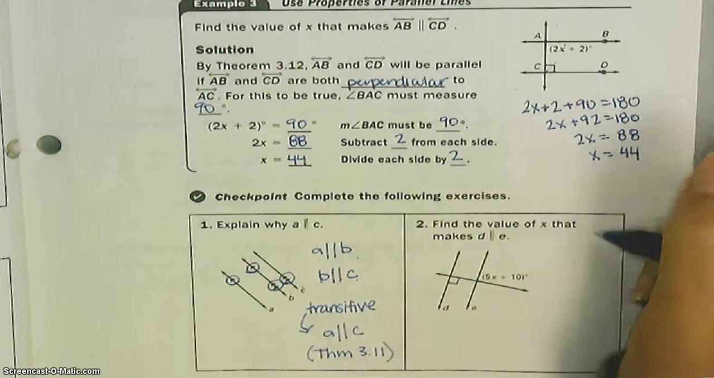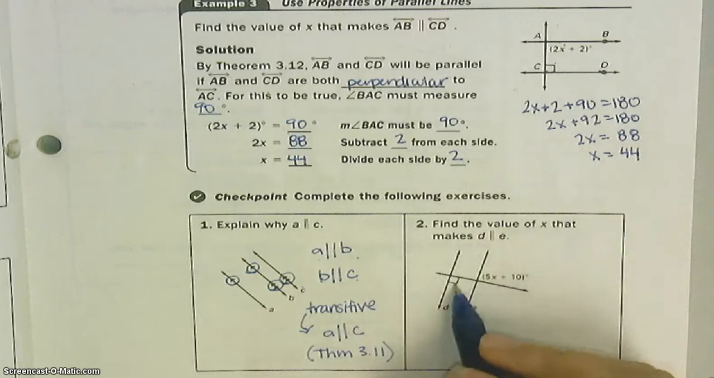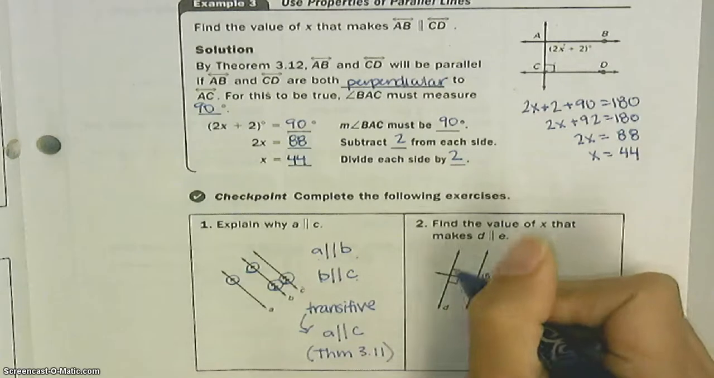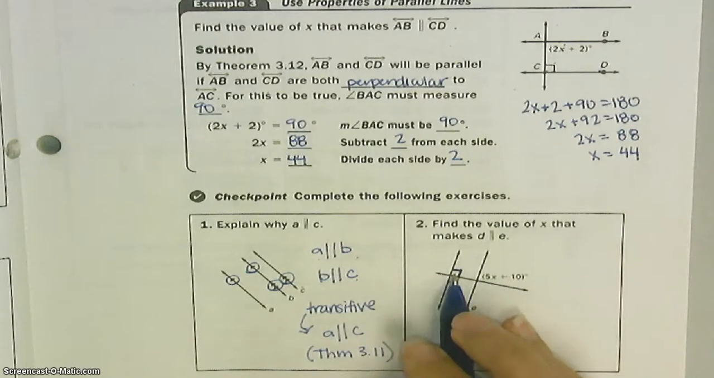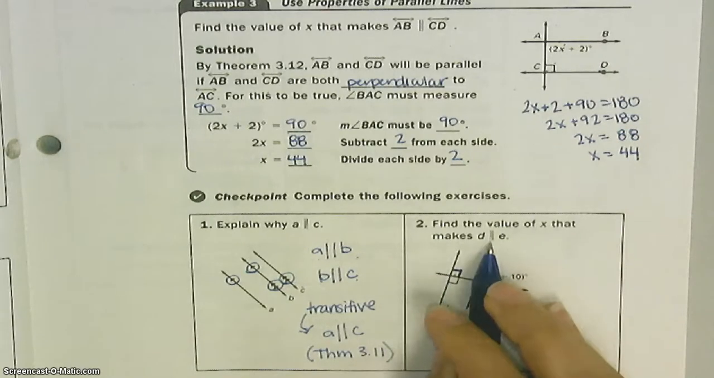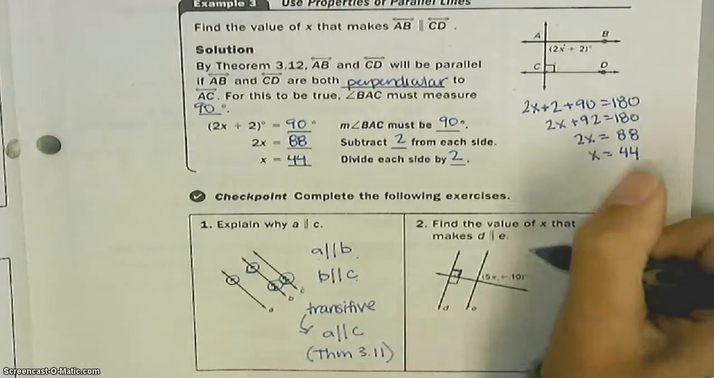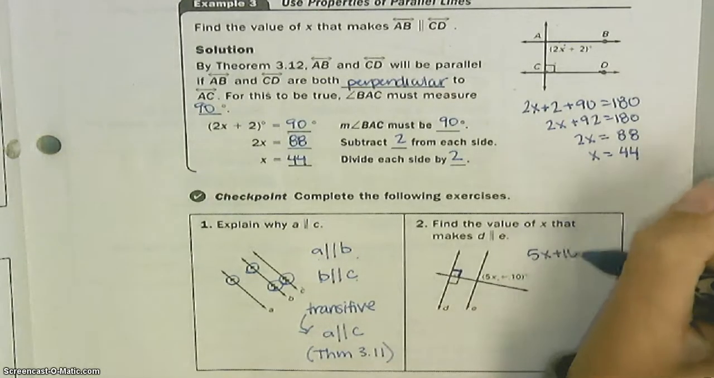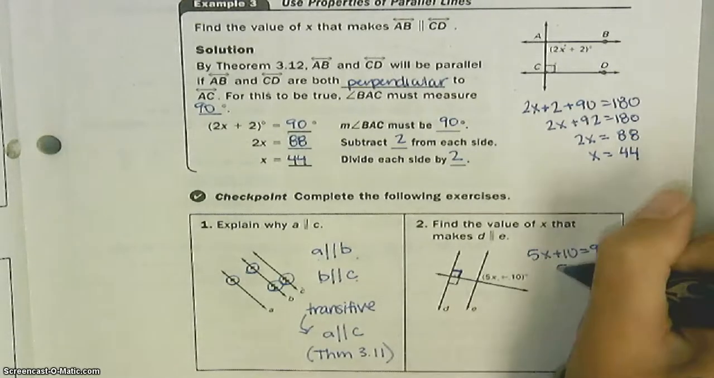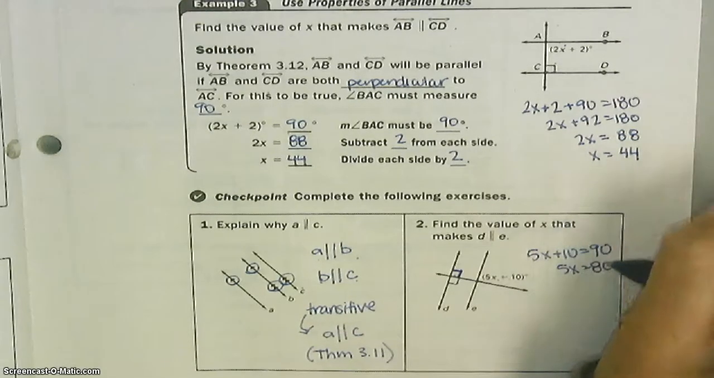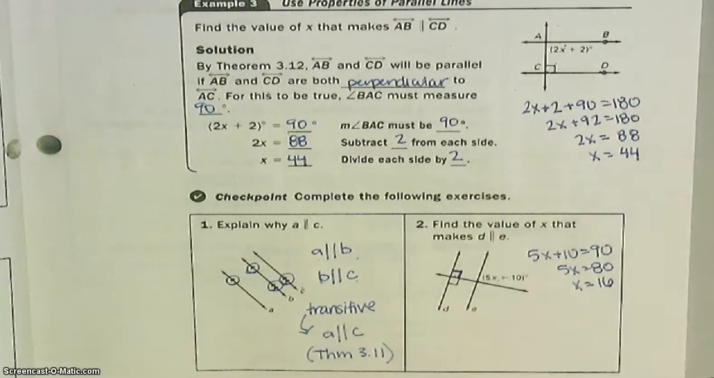All right, then we'll just do this one together. Well, this is 90, that means this is 90 here. And these two angles are corresponding. And if we want these lines to be parallel, our corresponding angles are supposed to be equal. So 5x plus 10 is supposed to equal 90. I subtract 10 from both sides. I divide both sides by 5. I'm left with x equals 16.